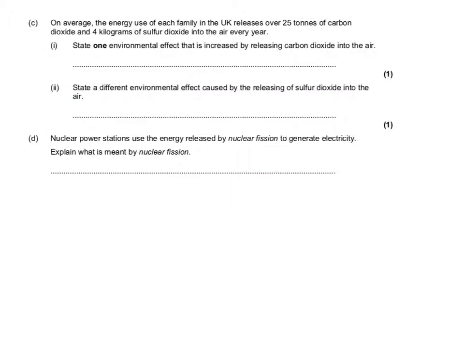Moving on to part C then, we've got: on average, the energy use of each family in the UK releases 25 tonnes of carbon dioxide and 4 kilograms of sulfur dioxide into the air every year. It wants you to explain the environmental impact of releasing carbon dioxide into the air. That's going to be global warming.